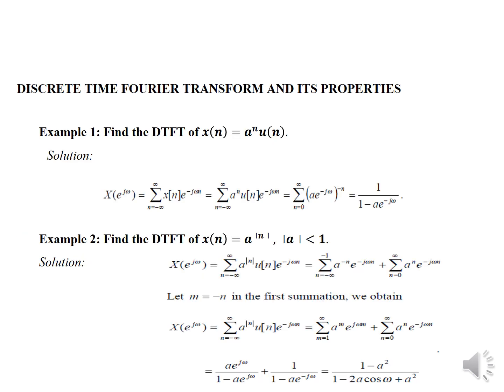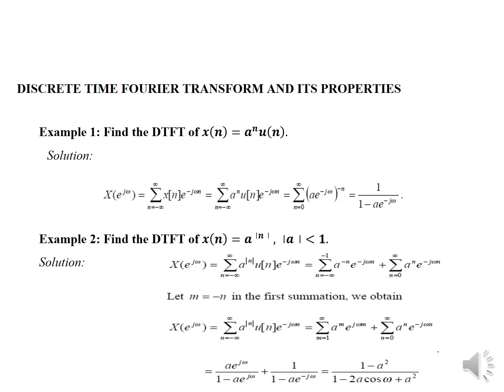Next problem, find the DTFT of x of n equal to a power modulus of n. Here a power modulus of n includes both the negative as well as the positive limit. Therefore, now we are going to apply the formula. We know that the formula is X of e power j omega equal to summation n equal to minus infinity to infinity a power modulus of n into e power minus j omega n, which we are splitting into two limits, that is negative side and positive side, and here the negative limit we are just changing into positive.